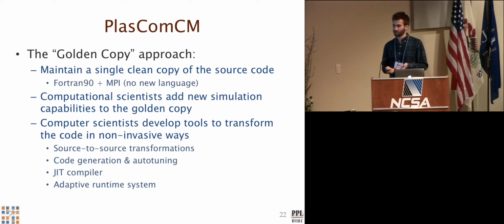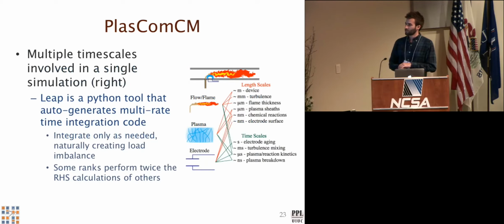There's a number of different tools that fit into the center in this way. One is a JIT compiler, and another is a tool for source-to-source transformations. Most of these are loop-level transformations to the code. Something that's come up in the center more recently is the fact that we have all these different timescales involved in a single simulation. For example, something they like to model is the aging of the actual electrode that they're using for ignition. But then all of the chemistry and kinetics are happening on nanosecond scales or microsecond scales.